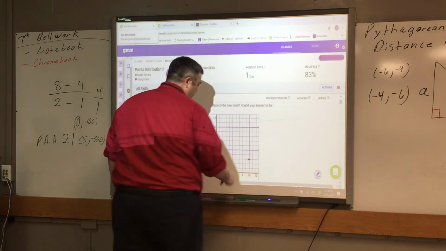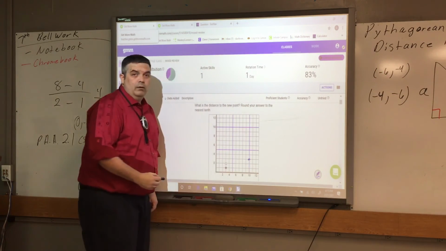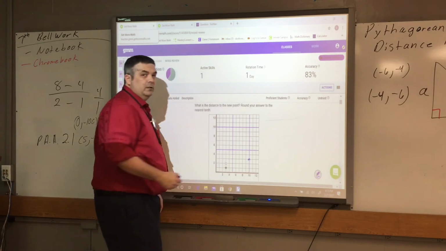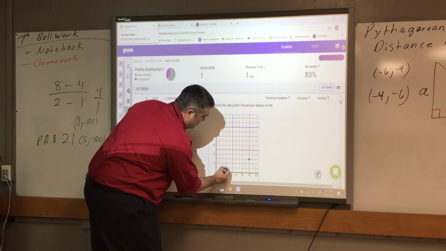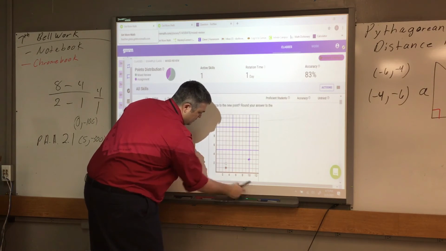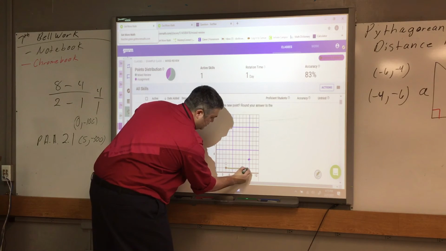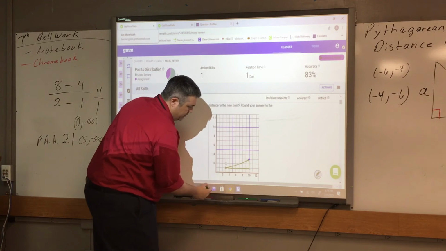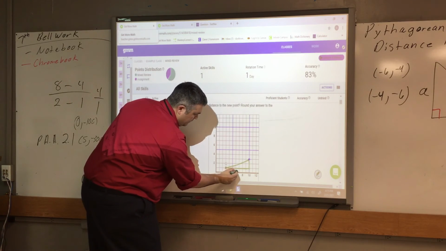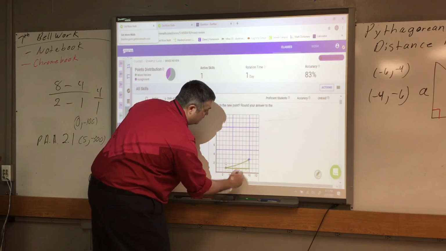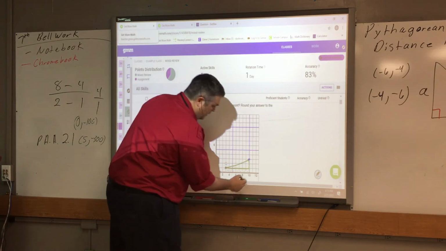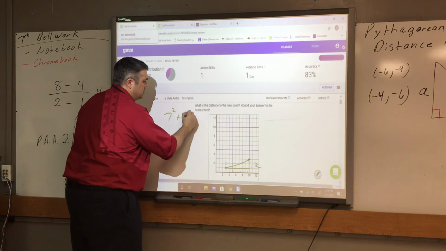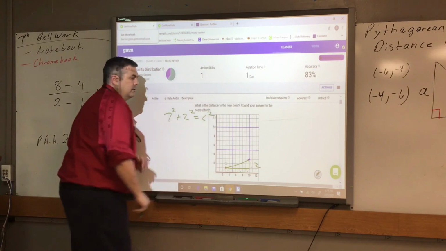That's the other point. And what they want you to do is find the distance between this one and the new one. Okay, so what they said is they're going to move this point to here, but they want to know the distance between those 2 points. But it's the same thing. Here's your triangle. Okay, there's your triangle. Count it. 1, 2, 3, 4, 5, 6, 7. So you have 7, and then you got 1, 2. 2. So 7 squared plus 2 squared equals c squared.